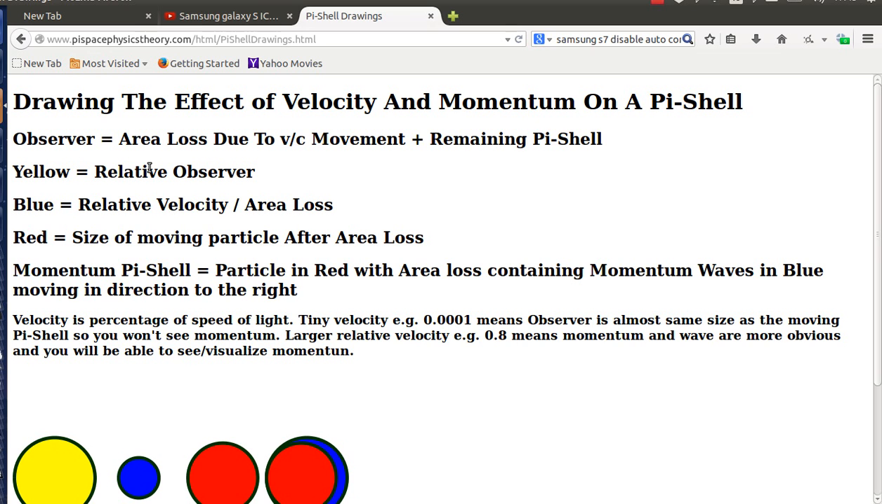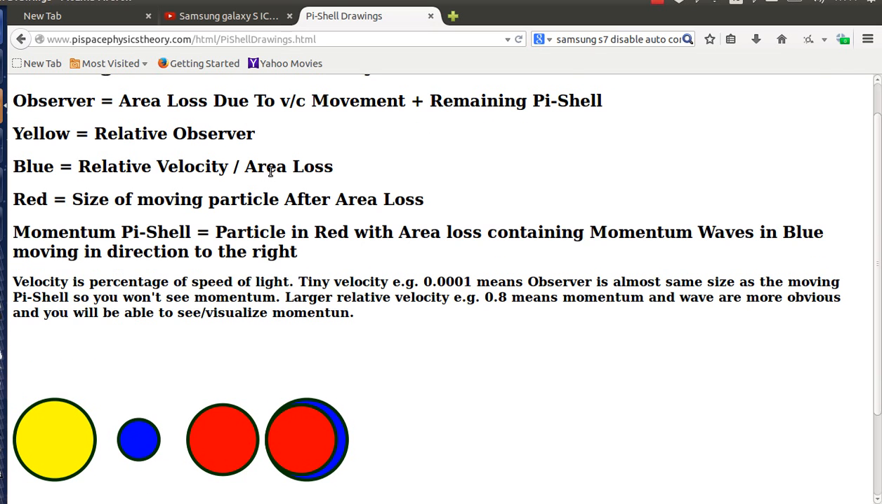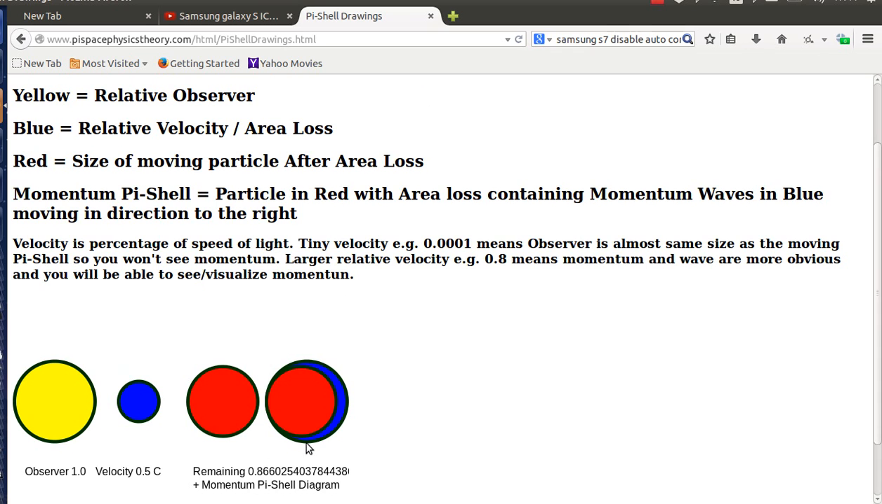So the idea is that according to the theory, you have pi shells which represent a moving object, and they get smaller as a result of velocity. And also there's the question of how do you model not just velocity but momentum. So in the diagram I show here, there's a yellow pi shell, there's a blue one, there's a red one, and then there's one which combines the two together. So I'll just go through them one at a time.